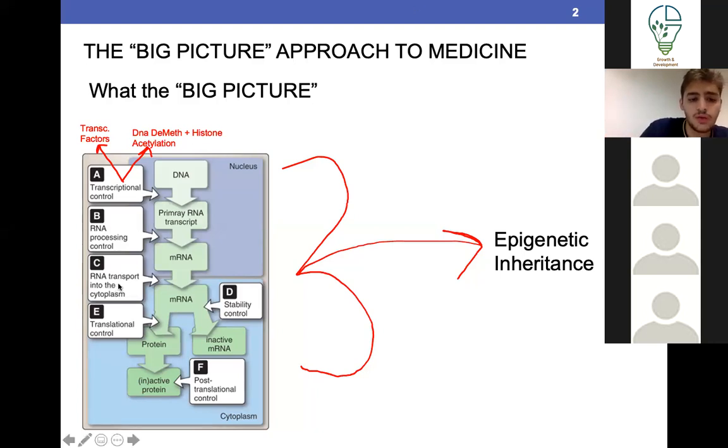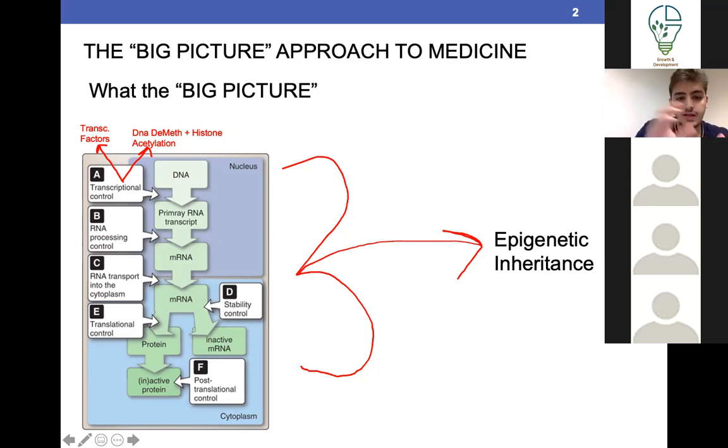We've talked about how the RNA in the cytoplasm has different things that prevent its translation or promote its degradation. We've talked about translational control. In the next lecture, we'll talk about post-translational control and how proteins are actually transported throughout the cell. This whole thing is epigenetic inheritance.